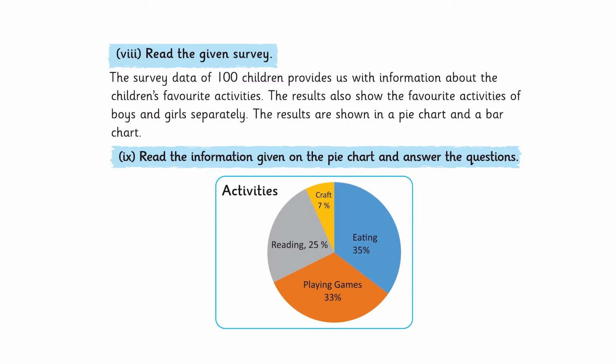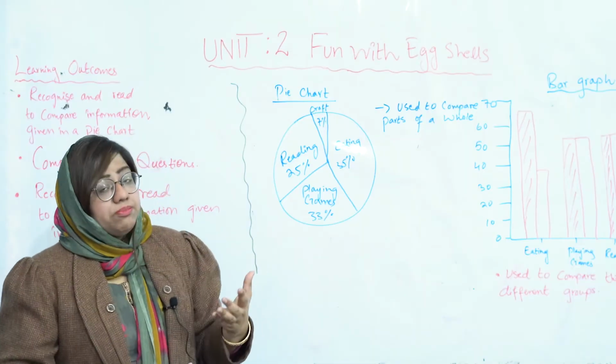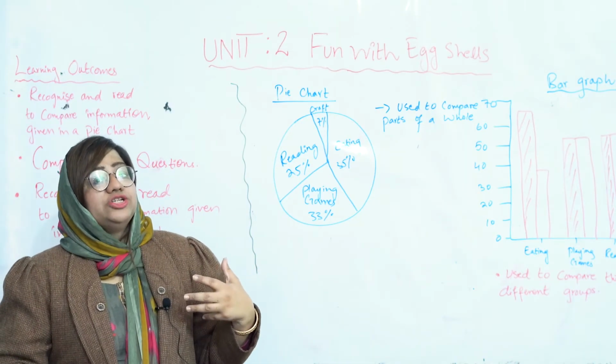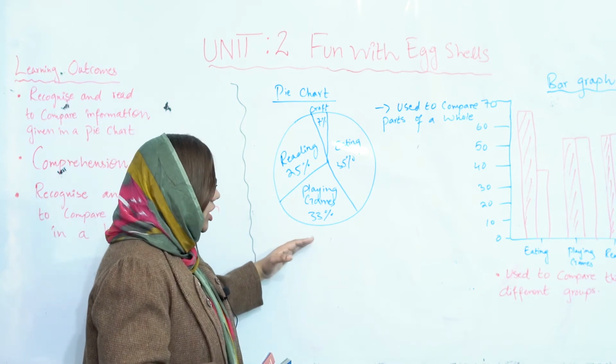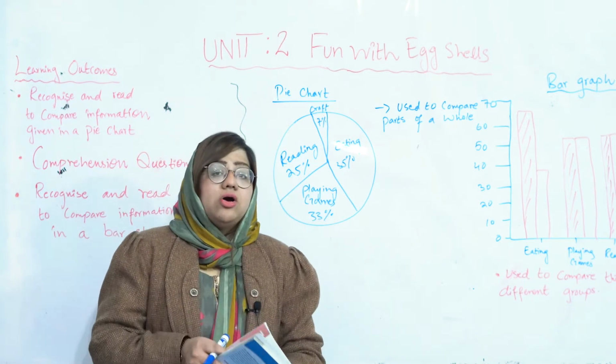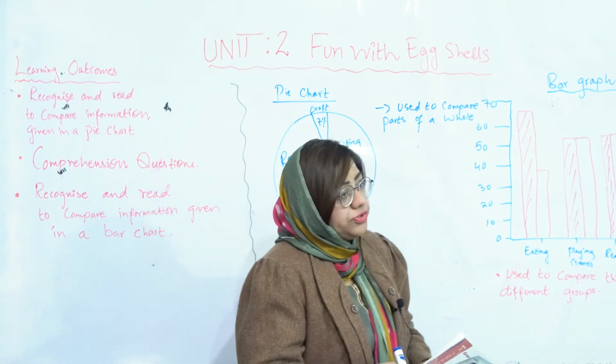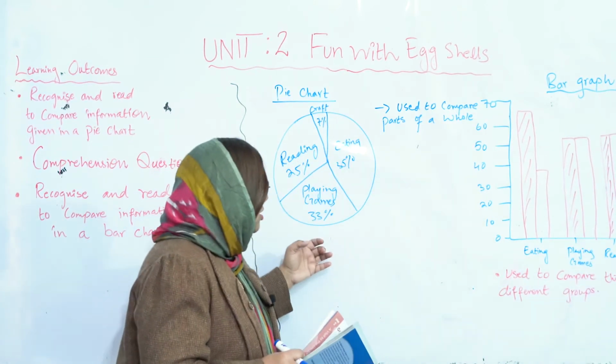Got it? We have divided it into 100, percentages according to the number of the students who are willing to participate in it. So this is called a pie chart. You need to identify. Now what we have to do? We have to do the exercise using this pie chart.